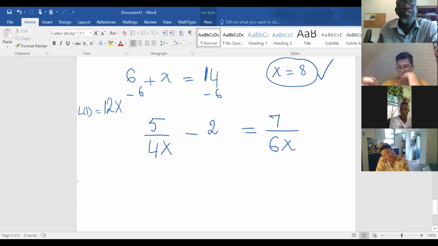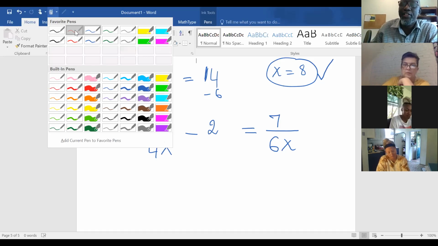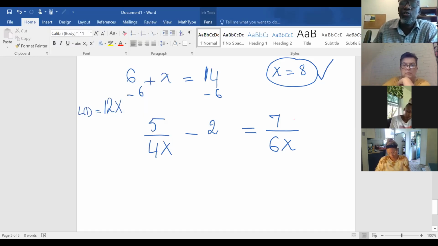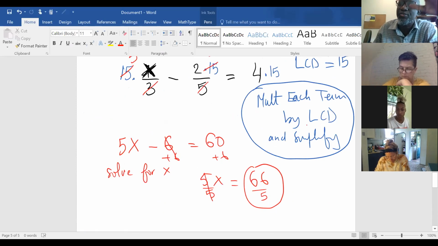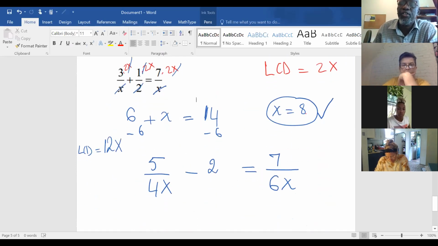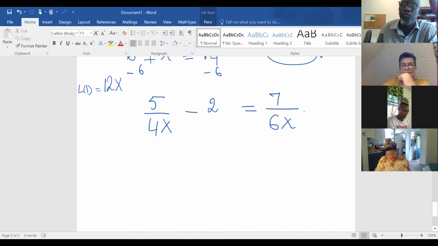Now what you're going to do is try to follow the direction here. Again, why this direction? Because it is the easiest way to do it, okay? So we're going to multiply each term by the 12x. We put 12x at the top, and here 12x, right?